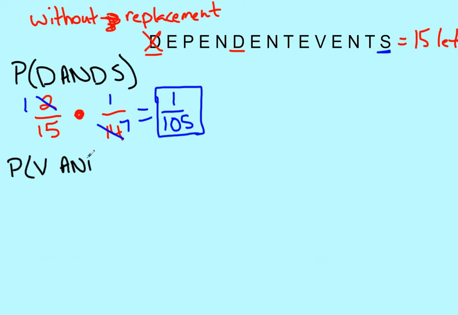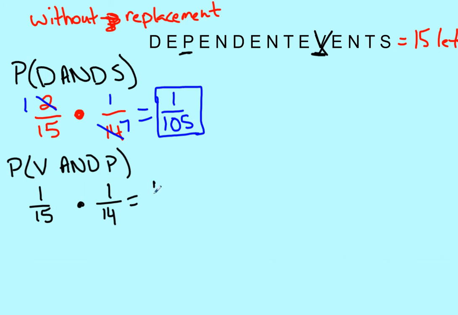Okay. Our second one: probability of getting a V and a P. New question, so everything comes back on the board. First event, we want a V. There's only one V in the group, so that's 1 out of 15. If we pick this one, there's only 14 remaining for our second one, and we want that to be a P, and there's only one of those. So this is just 1 out of 14.